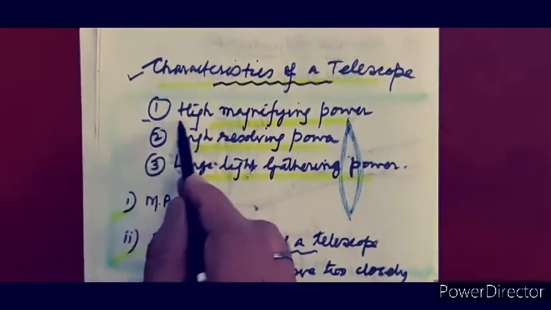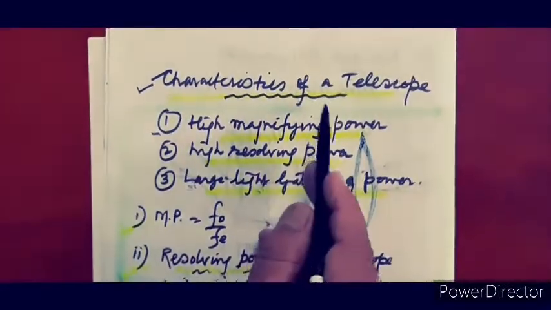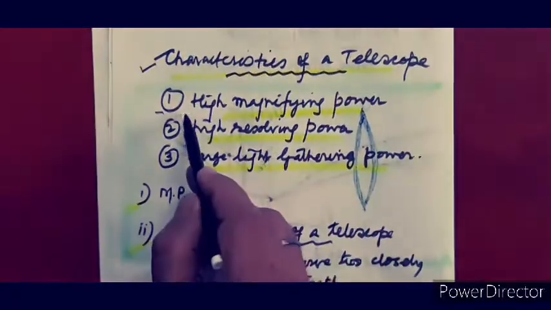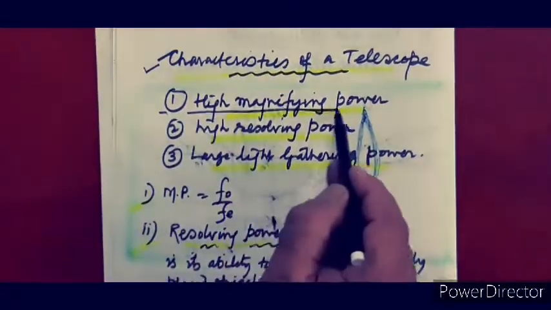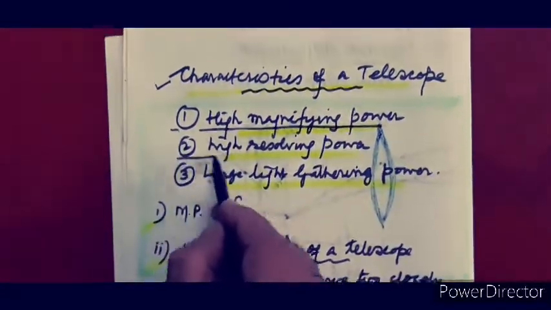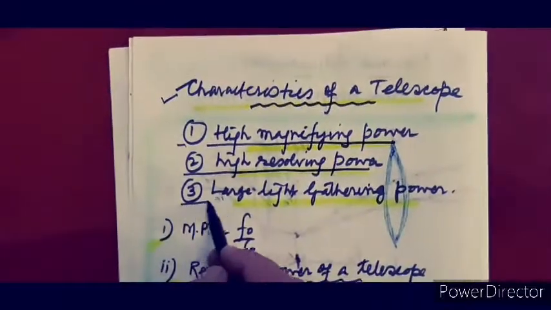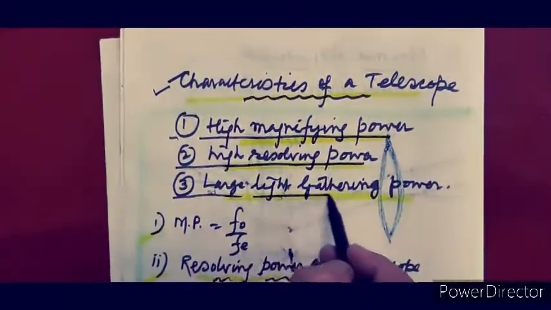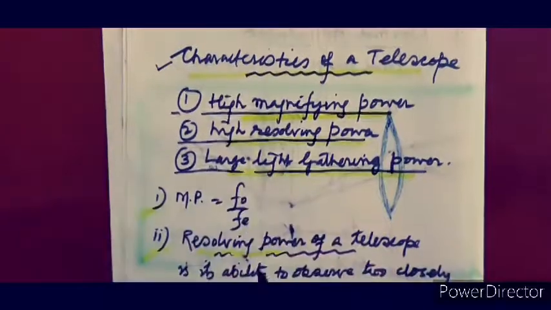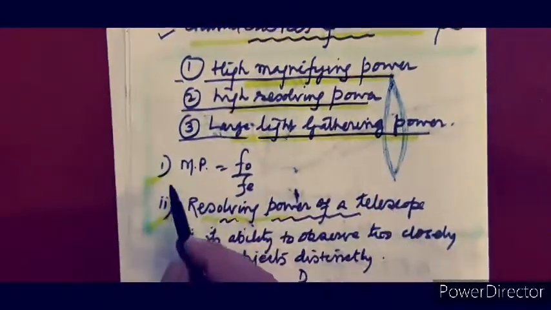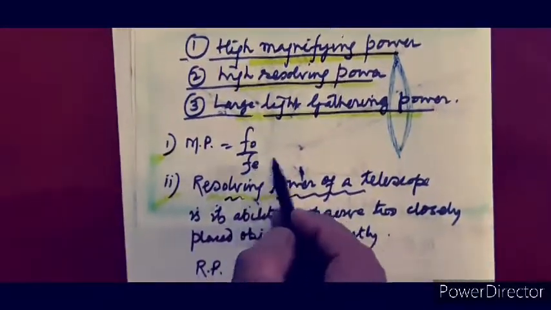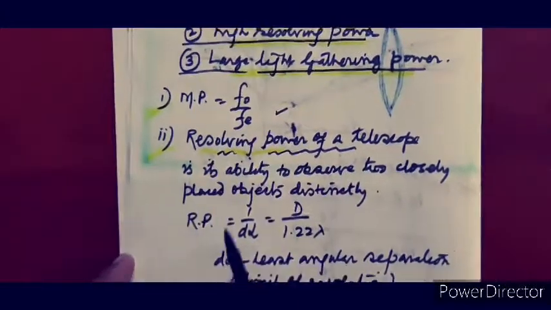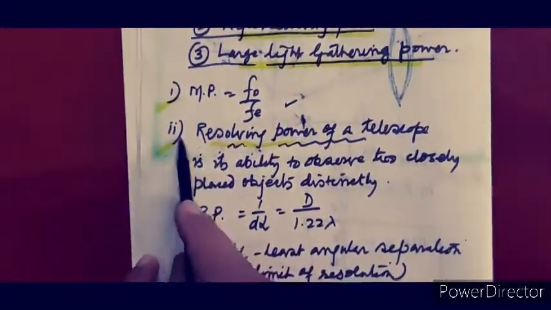Number one, a telescope is a good telescope if it has high magnifying power. Number two, high resolving power. Number three, large light gathering power. These three characteristics are there for a telescope. Magnifying power, we know, is FO by FE for the normal adjustment. We have just now discussed that.